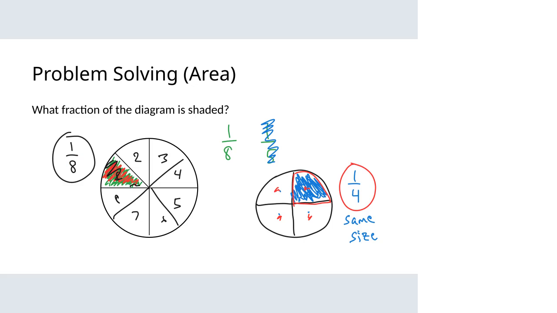If the pieces are all the same size, then we can just look at what fraction of the pieces are shaded. If they're not the same size, then think of it from a different perspective and say, how many of these pieces would it take to make the whole circle? Hopefully that helps fix that up, and we can see that 1/8 of the whole circle is shaded.